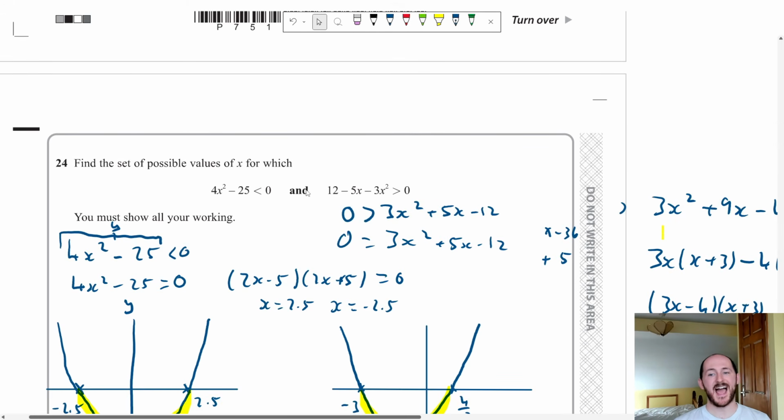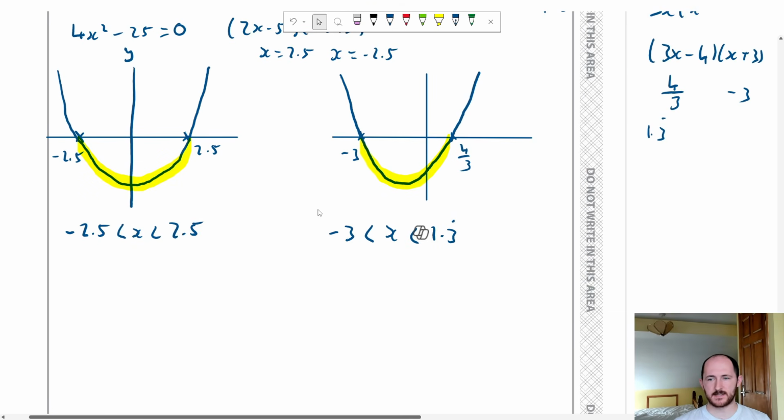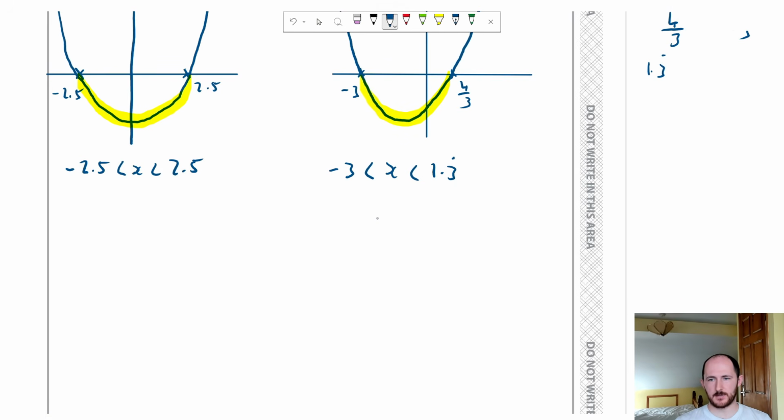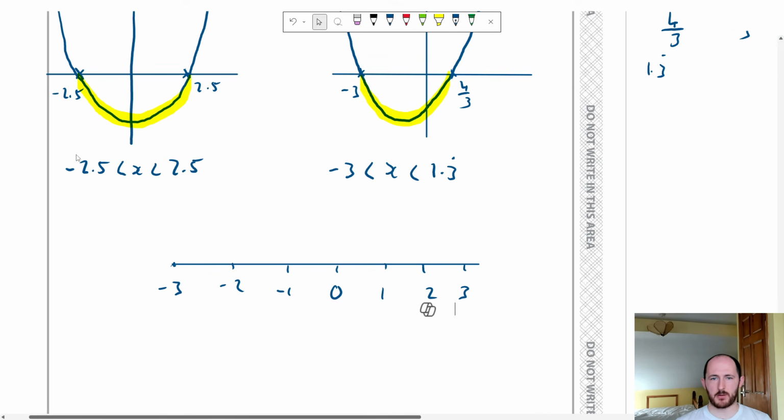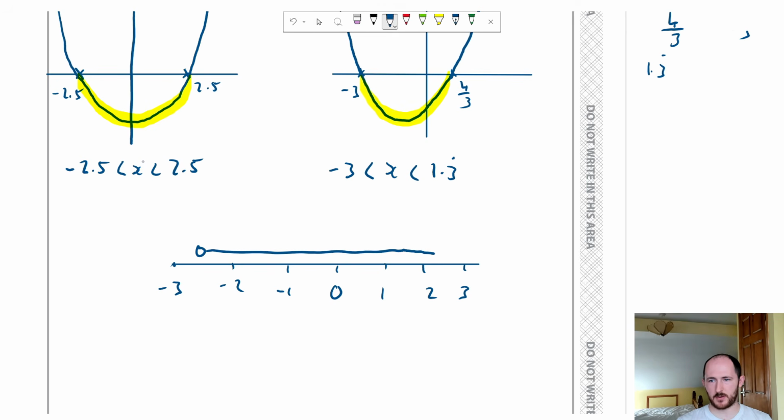Now, it says, and. So what set of values do we have where both of these are true? Now, if you find this a little bit tricky, I would recommend drawing a number line. I know number lines seem childish, but I even get sixth formers to do this because it really is the easiest way to think about what values we're looking at. So if I plot this inequality first, we have minus 2.5 up to positive 2.5. Right, that's the first inequality. And this one is minus 3 up to 1.3 just over here.